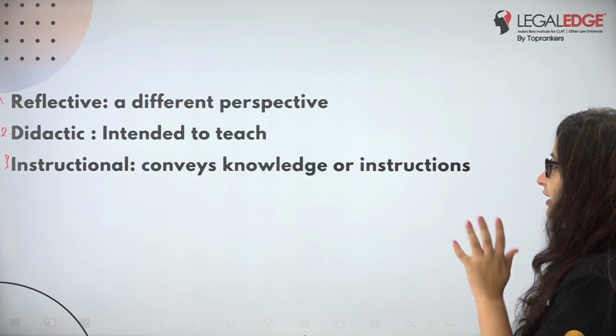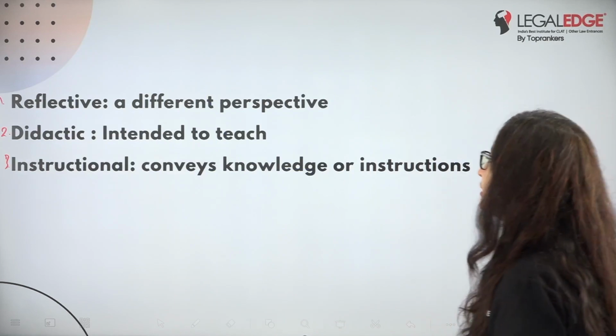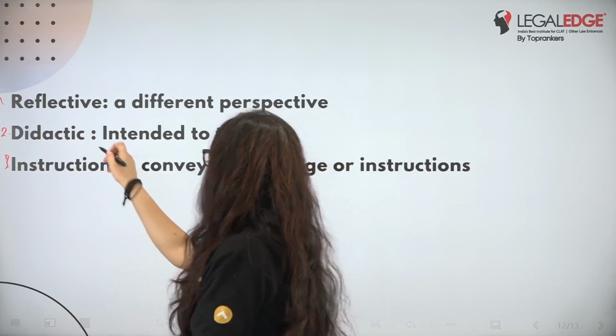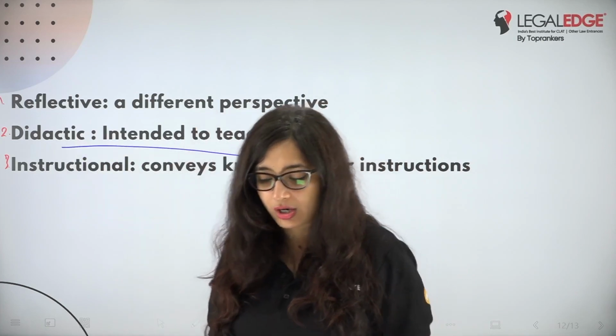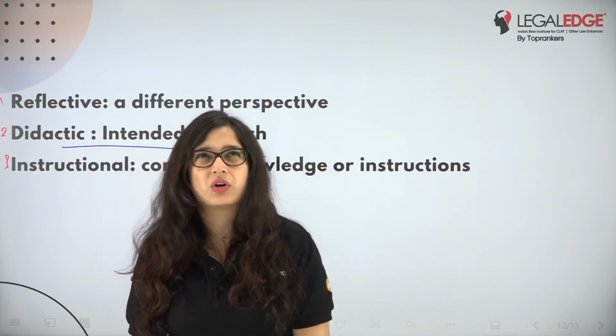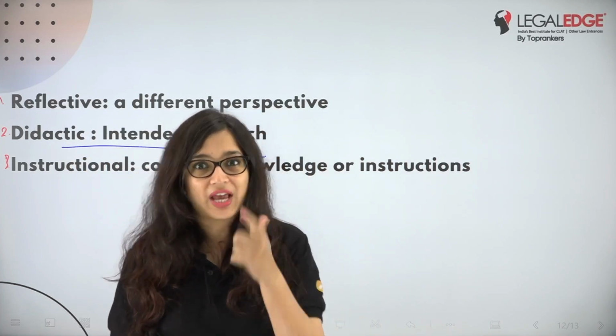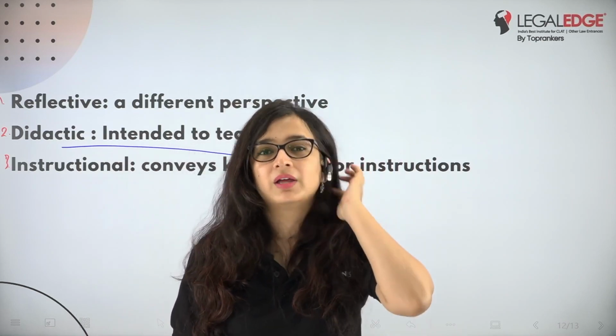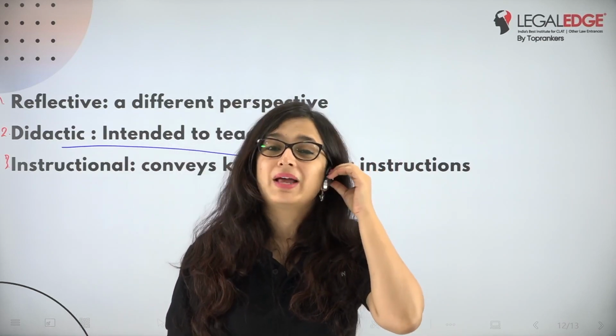Next is reflective, didactic, and instructional. Reflective is when it gives you a different perspective. Didactic is intended to teach. There's a poem by Theodore Tilton. It's called "This Shall Pass Away." Everything, this shall pass away. This is the name of the poem. It's a very interesting poem. एक बार वो poem पढ़ना.